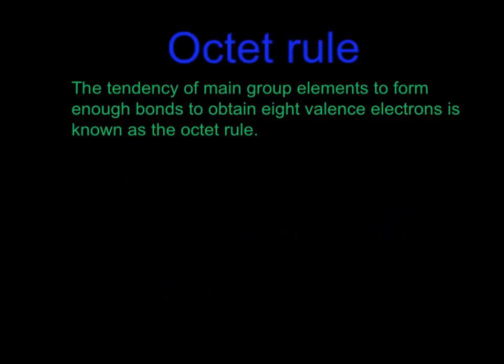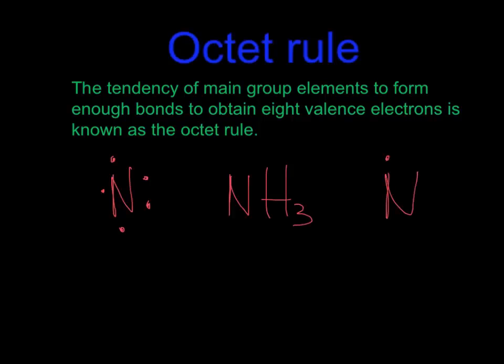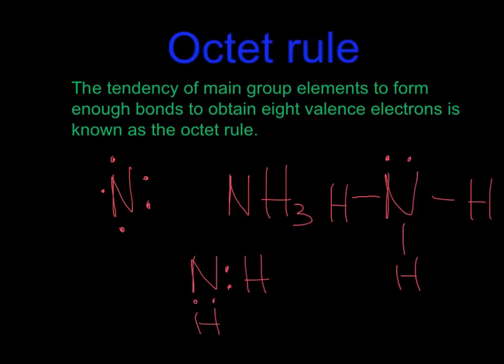Nitrogen, on the other hand, has 5 valence electrons. So nitrogen will typically form 3 single bonds to reach a full octet. An example is ammonia. And ammonia has a Lewis dot structure that looks like this. And again, you can see that ammonia has a full octet.